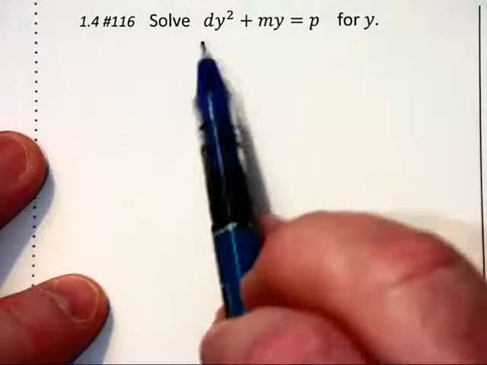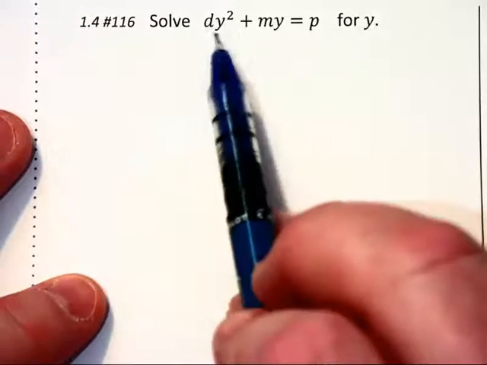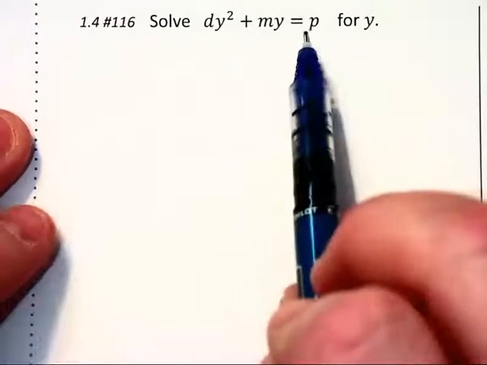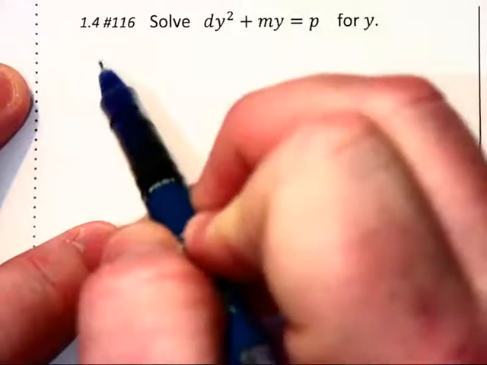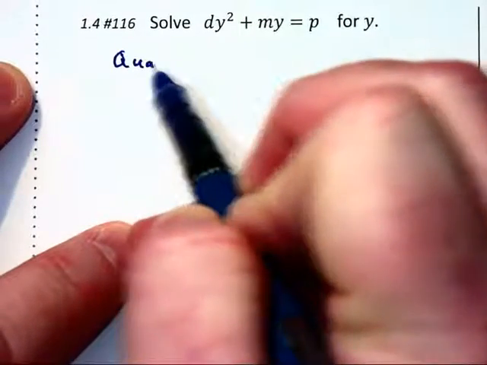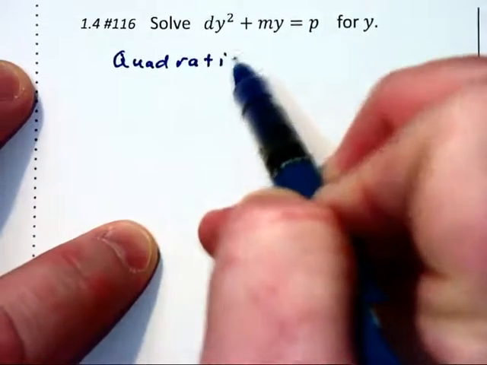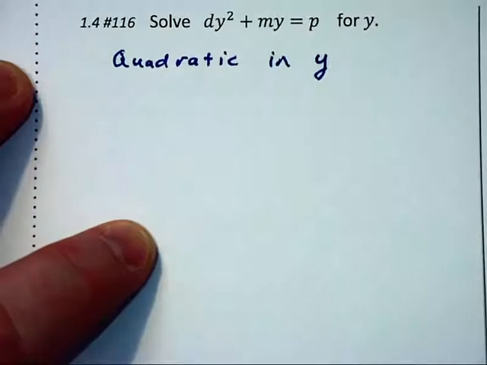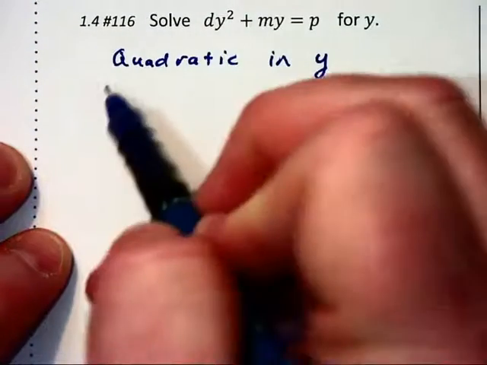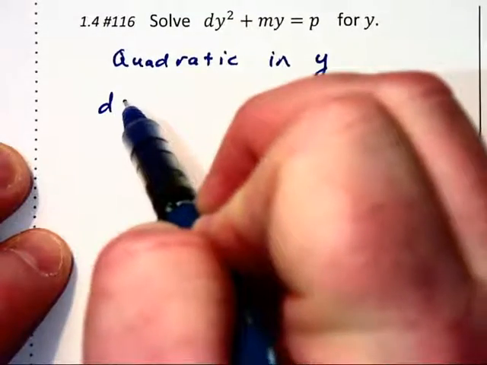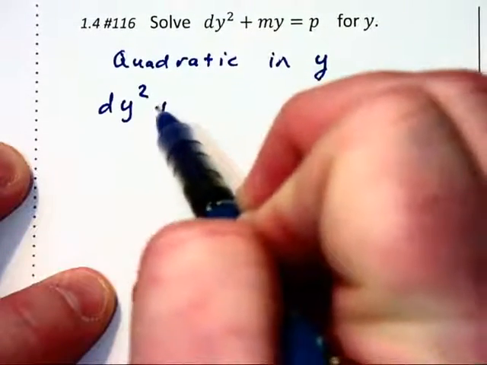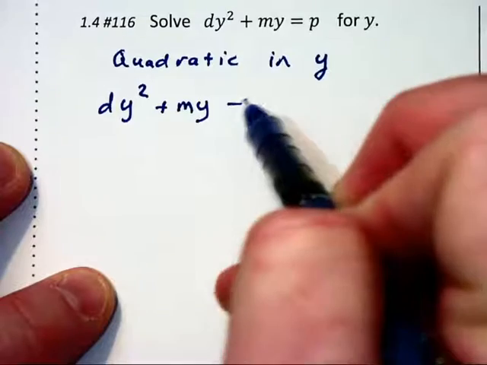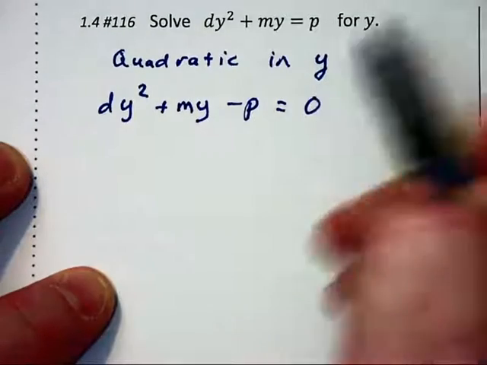Okay, they want us to solve this problem for y, but we notice there aren't any variables in it. I'd like us to notice that this is a quadratic equation in the variable y. And since it's quadratic, we want to set it equal to 0. So we will begin with dy squared plus my minus p is equal to 0.